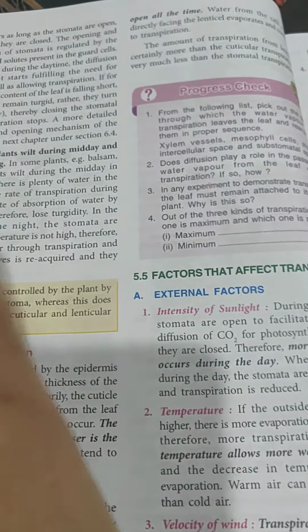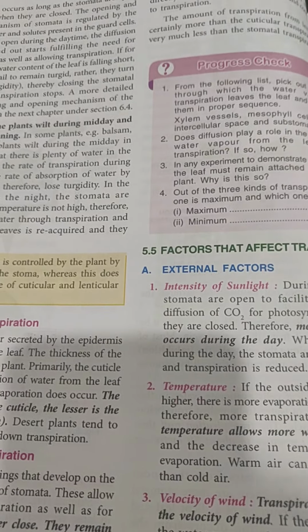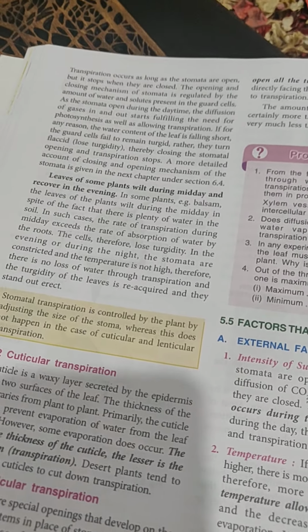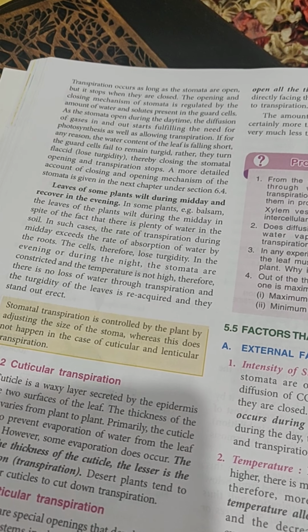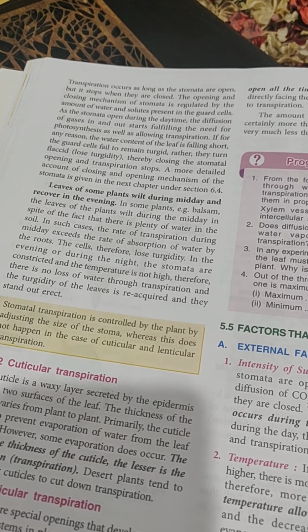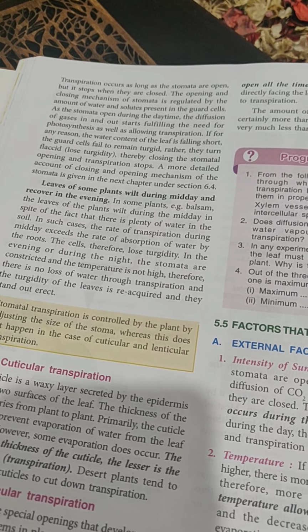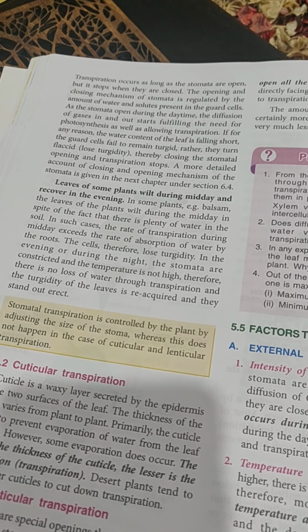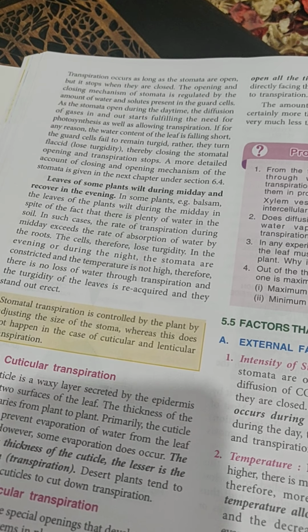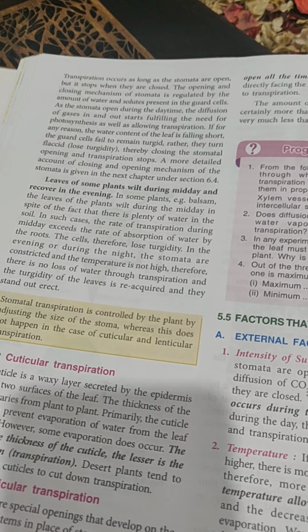So that's about the 3 different types of transpiration that take place in plants. And next day we'll talk about factors that affect transpiration and adaptation in plants to reduce excessive transpiration and significance of transpiration. So that will almost cover the chapter.